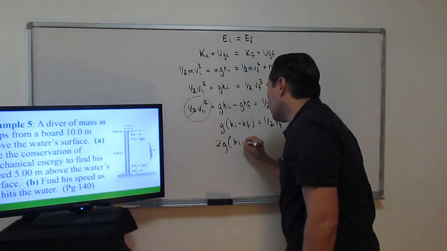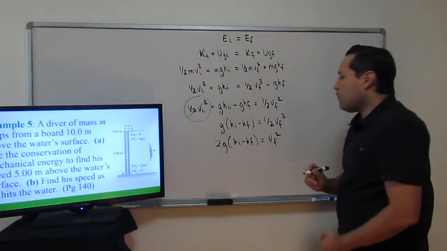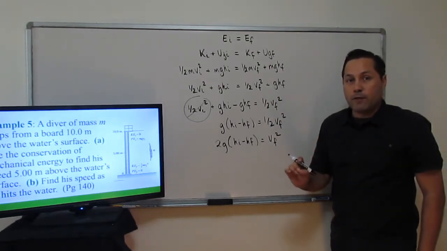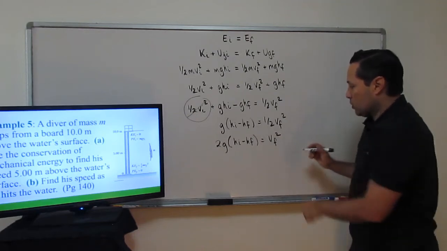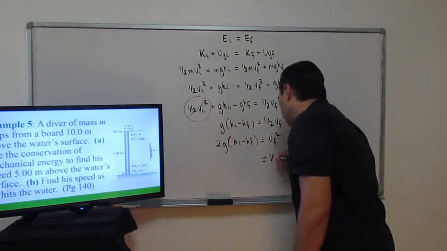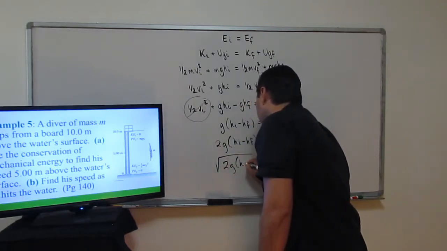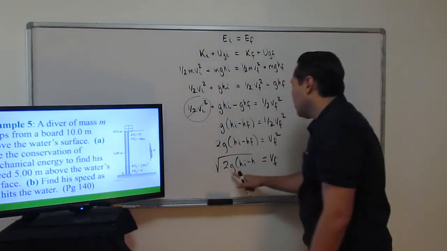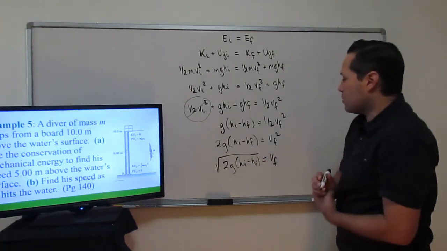So now we're left with this formula. And finally, I just want V final, not V final squared. So I'm going to square root both sides so I can get rid of the squared. So we're left with this. This is our formula: square root of 2g multiplied times height initial minus height final. And that is our formula.